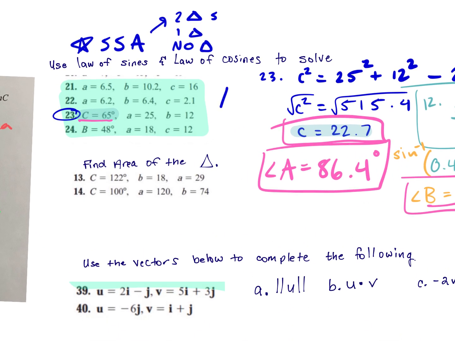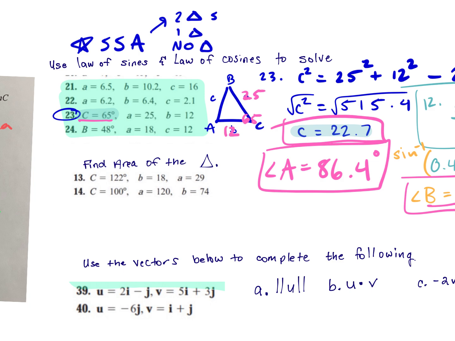This triangle, though, if I were to draw this out, I have A, B, C, and then opposite of angle A would be side A, opposite of angle B is side B, opposite of angle C is side C. I have C is 65, side A is 25, and side B is 12.